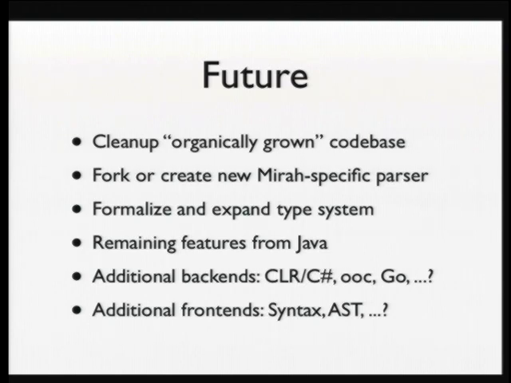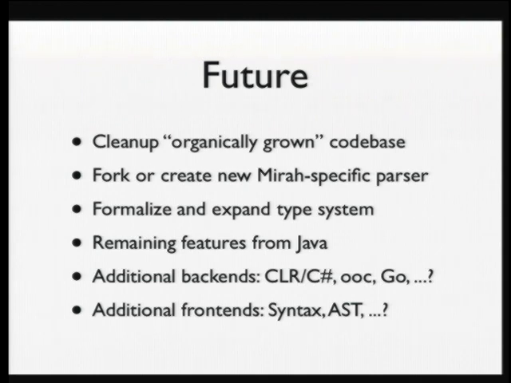Okay, so futures for this. The code base has kind of grown organically. It's still only 10,000 lines of code, but we want to clean it up a little bit and isolate the different tiers better. I mentioned the parser. I want to formalize and expand the type system and actually learn how to make a type system. Get the remaining features from Java, like Java 1. We're at like Java 1.0 level. There's a few little things that are above that.